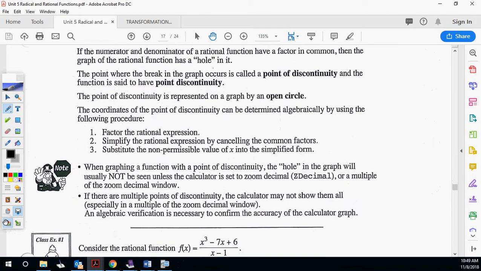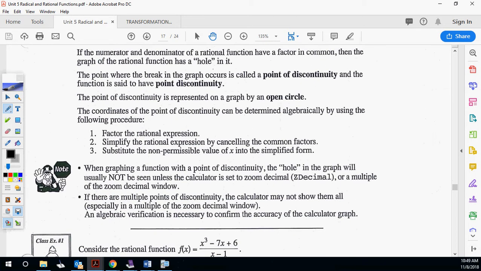Let's get to a couple more here. All right, so then just in summary, guys, point of discontinuity is when we'll have a hole in it. When you're canceling a factor, we'll get you an open circle. Okay, so how do you figure out if you have a point of discontinuity? You factor the rational expression, simplify it by canceling common factors, substitute the non-permissible value into x to figure out where the point is. When graphing the function with a hole, your calculator doesn't pick it up the first time, so you want to zoom decimal so that it really gets zeroed in on the possible breaks. Okay, so that's zoom number 4 in your calculator.